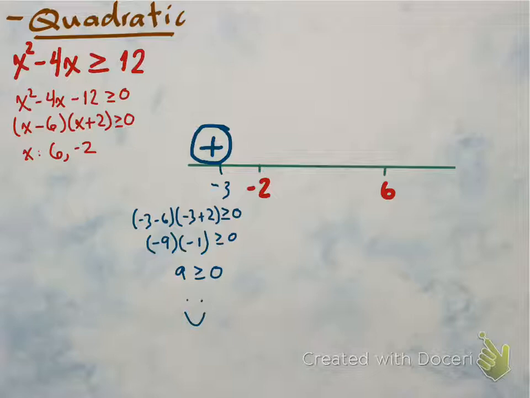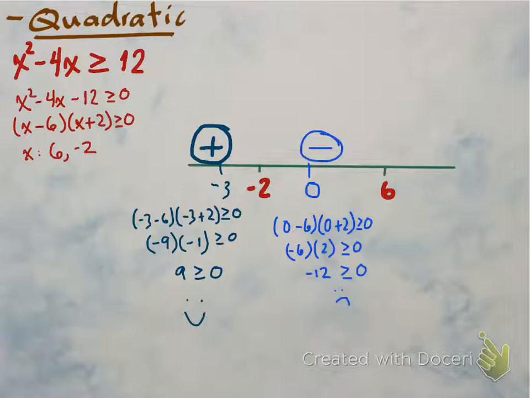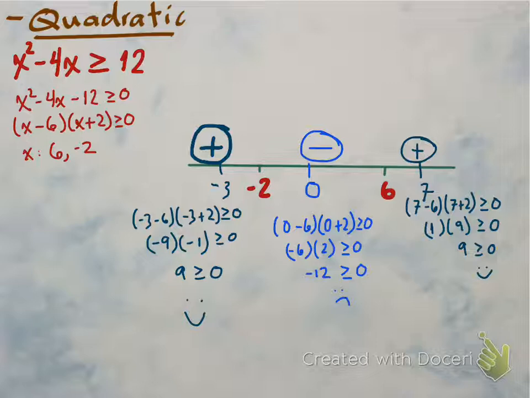So let's try a number between negative 2 and 6, like 0. I like to use 0 just because it's really easy. When you put 0 in for x, we get negative 12 is greater than or equal to 0, which I hope you realize is not true. And therefore, that interval is not part of the solution. When we take a number greater than 6 in the final interval and work it all out, we also get a positive number. So there are our number line test results.